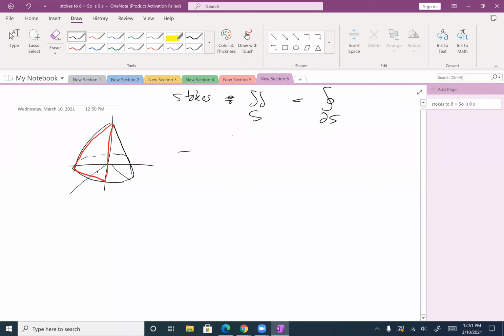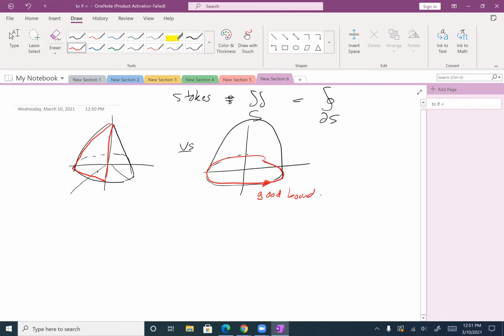So on the other hand, if we were defined everywhere, then our boundary would actually be the circle, and that would actually be quite good. So I would say this is a good boundary, because it's just x squared plus y squared equals 1. But this is a bad boundary. And so I would say Stokes is actually harder. It makes your life harder.